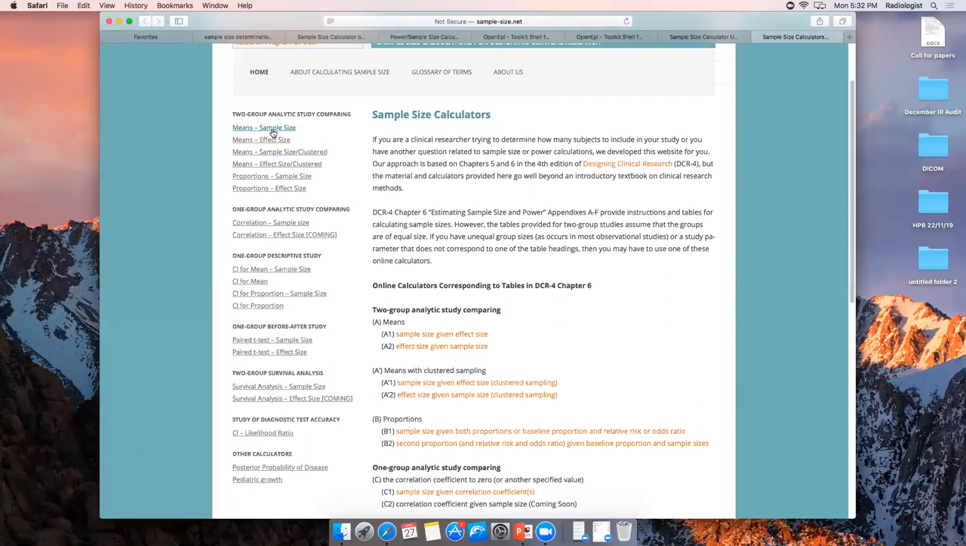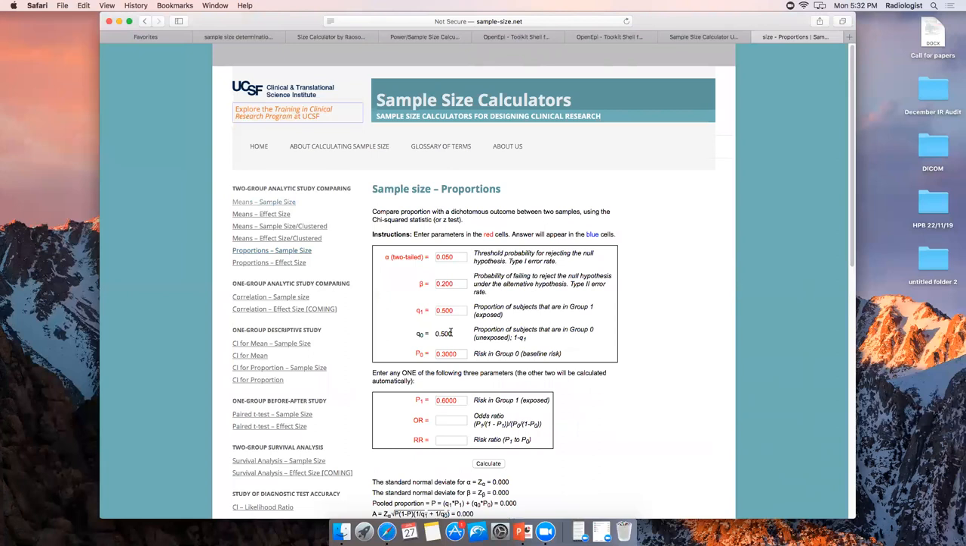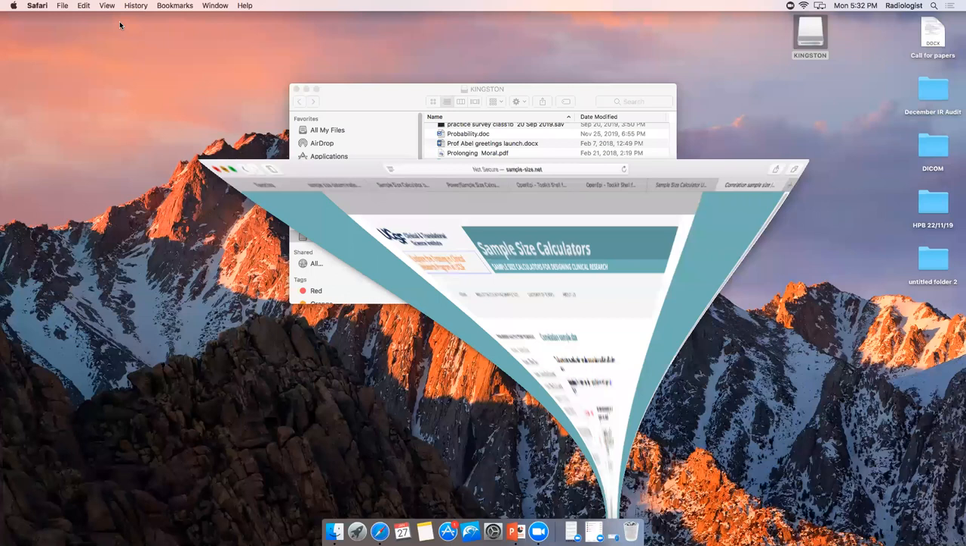So if I'm comparing groups and I'm comparing means, I hit on mean, sample size, mean, and it tells me to fill in these things. If I'm comparing proportions, it will ask me what are the proportions in group one, group two, and so on and so forth. And if I'm doing correlations and sample size, it will ask what you know the correlation coefficient to be. So there it is, another site.